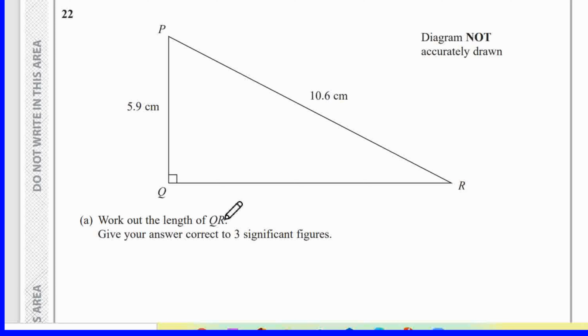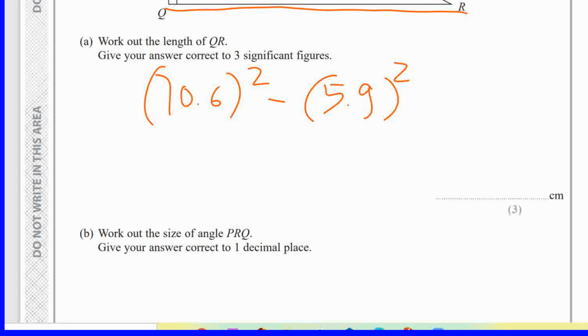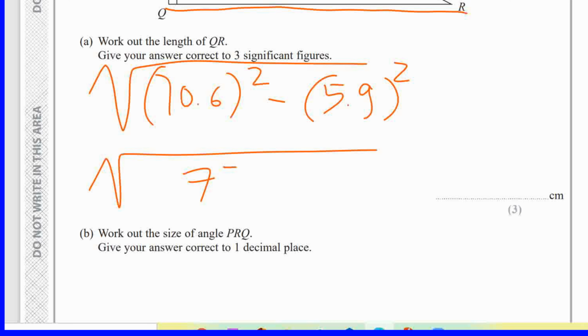Work out the length of QR. QR is here. So it's a right angle triangle, so we can use Pythagoras. So 10.6 squared minus 5.9 squared, then we have to use the square root. If we count with the calculator, it will be 77.85. We just use Pythagoras for this one.